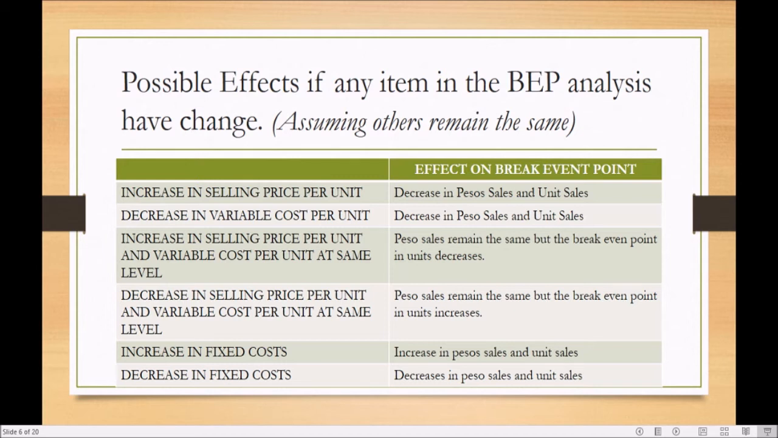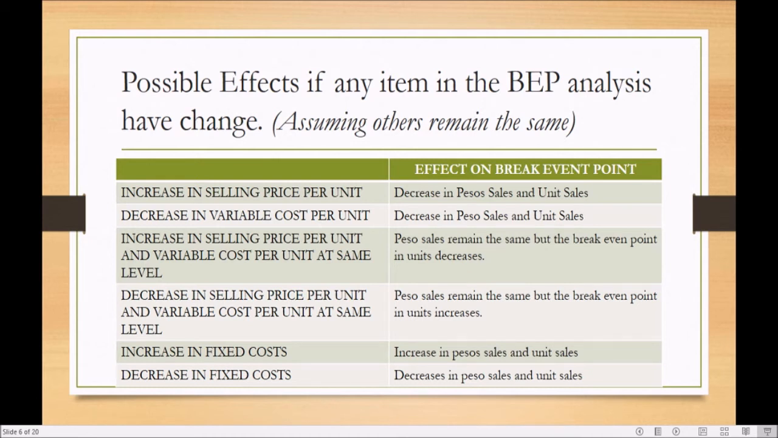Okay? So, we can now conclude, if the contribution margin ratio remains unchanged, if the selling price and the variable cost per unit increase or decrease at the same level, the effect nito, the peso sales remain the same. Pero, the break-even point in units, it will depend. If increase, magiging decrease yung units. Pero kung decrease, mag-i-increase ang units. Pero as to peso sales, pareho pa rin.